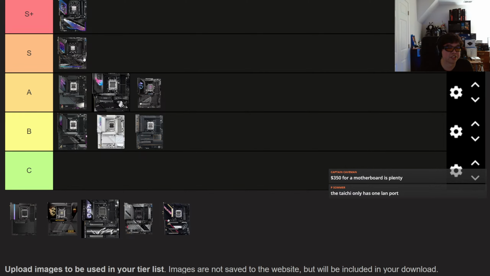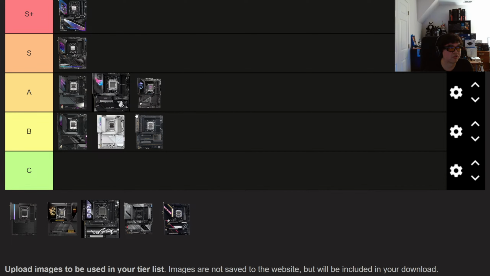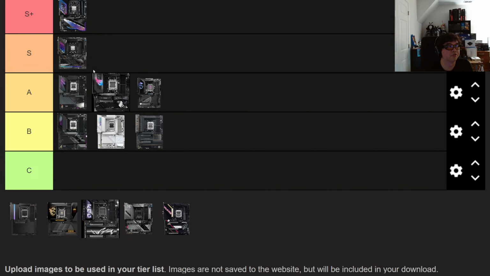It has the most overbuilt VRM out of all of them. The Taichi only has 1 LAN port. Yes, you're correct. It has a 5 gig. So does the Strix. The Strix only has a 5 gig. So it's the same as the Strix in terms of the LAN, but it's cheaper than the Strix. That's what I'm saying. And it has a bigger VRM. So it's like, do you want an eATX or do you want an ATX? Do you want 6 SATA or do you want 4 SATA? This is also the only motherboard that has 6 SATA.